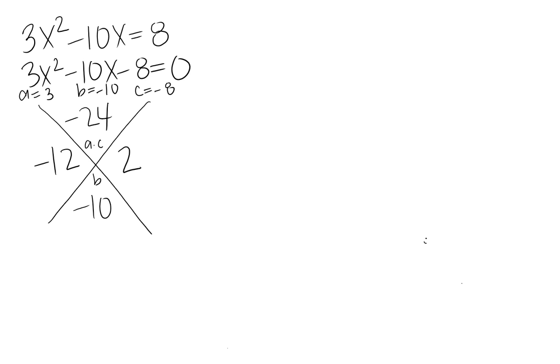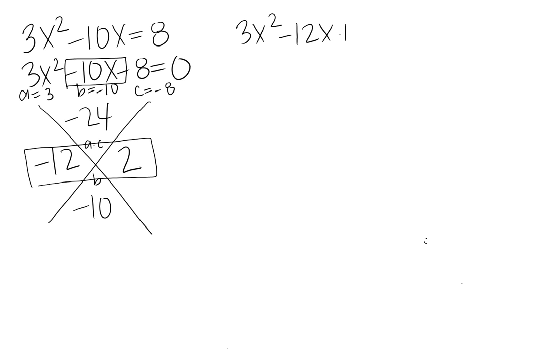When you're at this step, there's only one set of factors that will work for the problem. So now my next step is going to be to split b, so to take negative 10x and replace it with the two factors that I just came up with. So I'm going to have 3x squared minus 12x plus 2x minus 8 equals 0. All we did was take the 10x out and replace it with both of these numbers, so we're not changing the value at all. Negative 12x plus 2x would have given me my original equation.